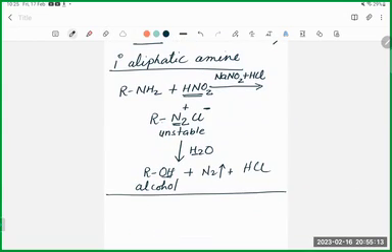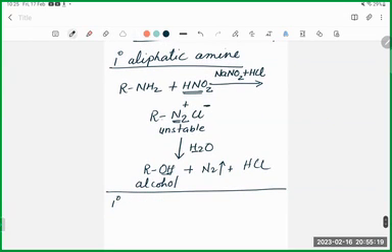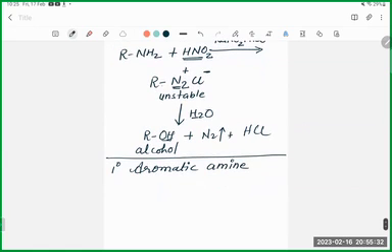Now in aromatic amines, we have done this reaction many times. Aromatic amine, Sandmeyer reaction, remember? Naming reaction. So the Sandmeyer reaction is where we take the aromatic amine, meaning aniline, and treat it with nitrous acid. Aniline is the only aromatic compound in the syllabus we have.